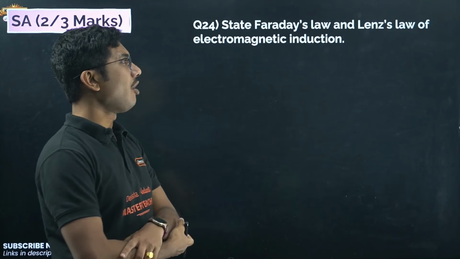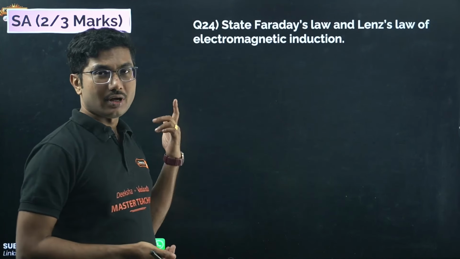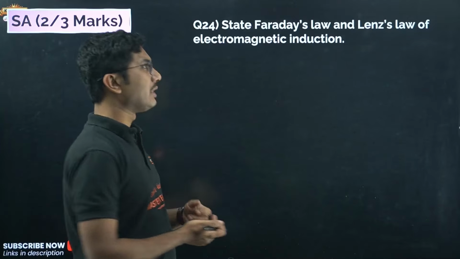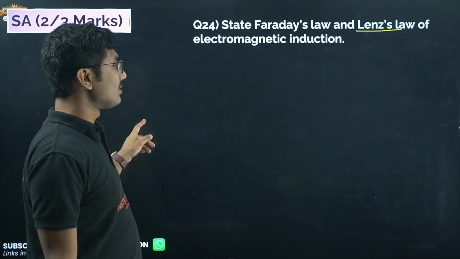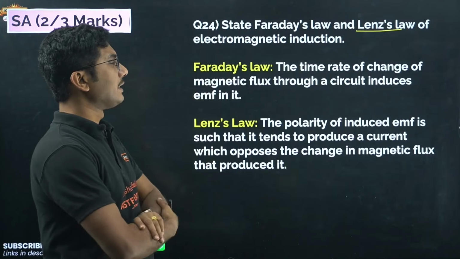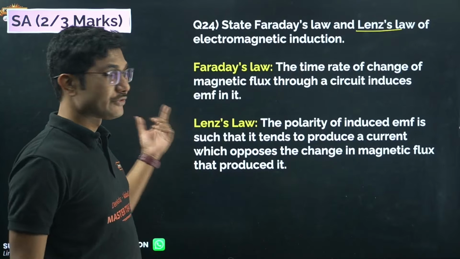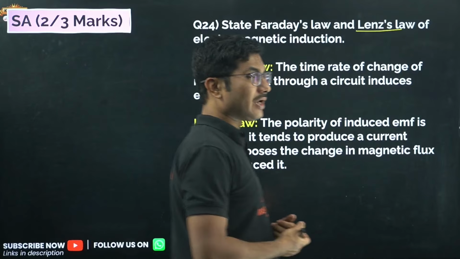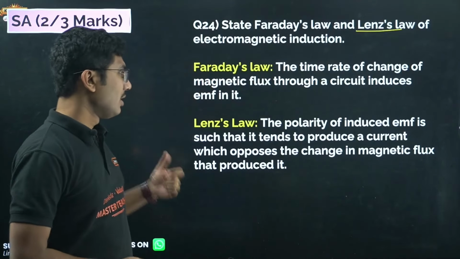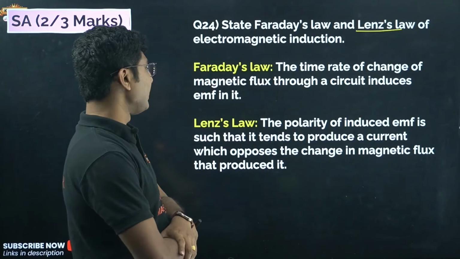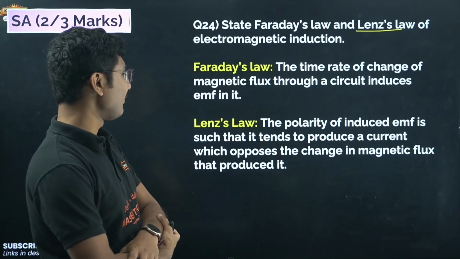State Faraday's law and Lenz's law of electromagnetic induction. This is also very important. Mostly Lenz's law will come, but in some cases Faraday's law can also come. Faraday's law: the time rate of change of magnetic flux through a circuit induces EMF in it. So if you change the flux linked with the coil, it will induce an EMF. The polarity of the induced EMF is such that it tends to produce a current which opposes the change in the magnetic flux that produces it.